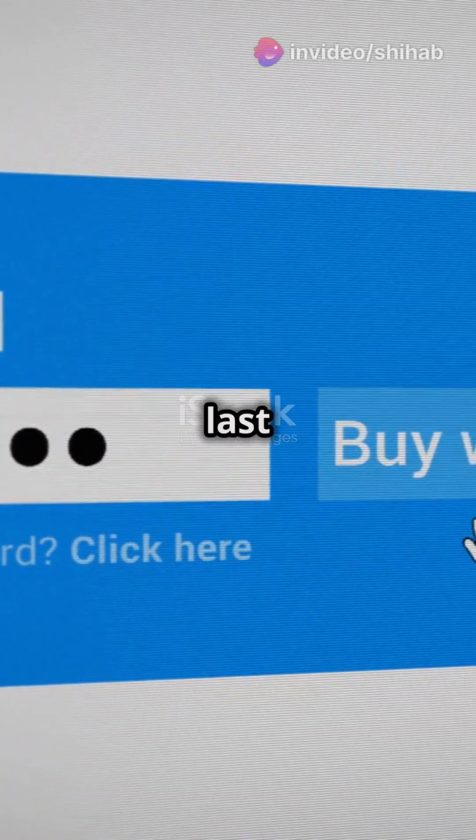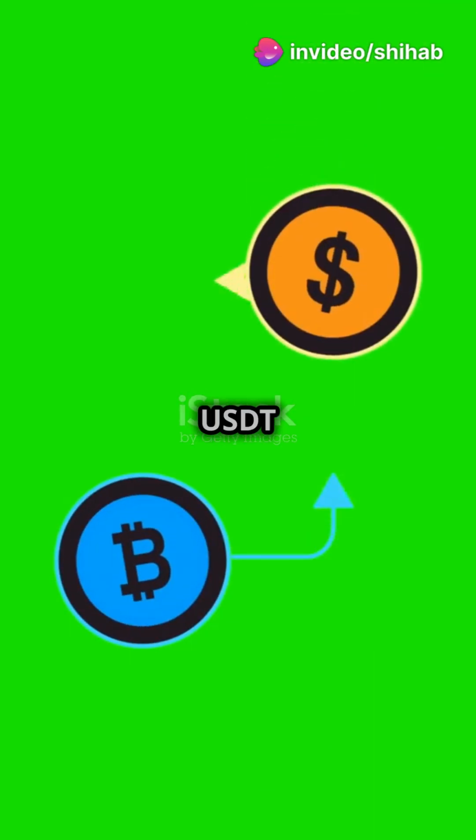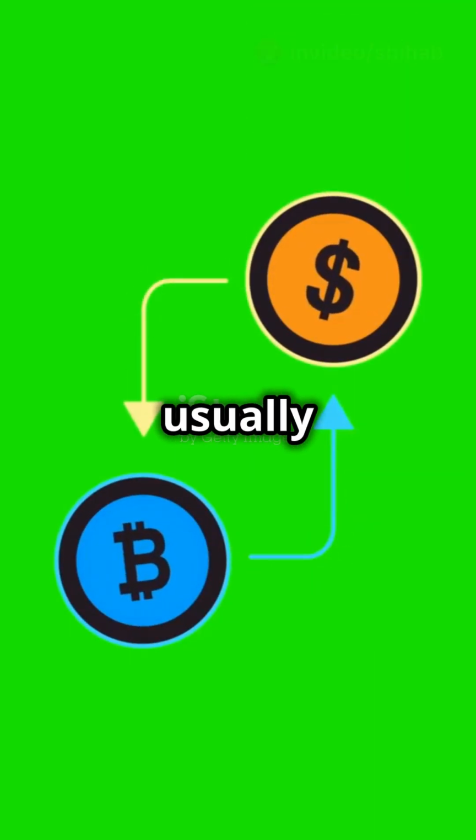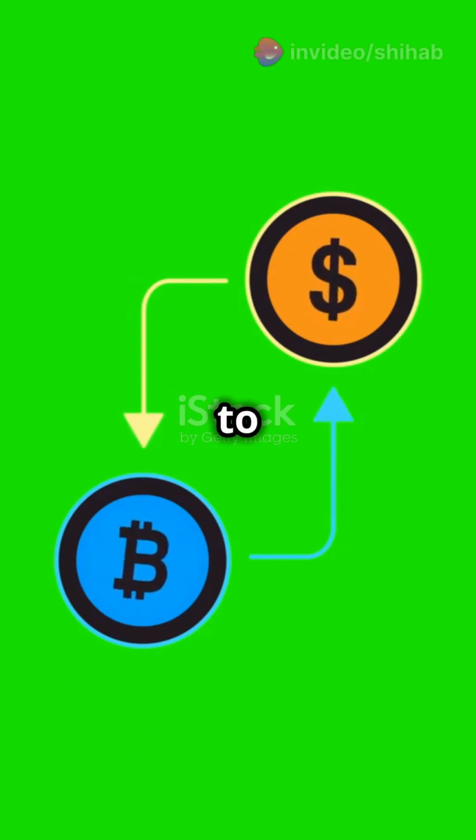Double-check everything one last time: the recipient's address, the network, and the amount. Once you're sure everything is correct, go ahead and confirm the transaction. Your wallet might ask for a confirmation code or password, so have that ready. Boom! Your USDT is on its way. You'll usually get a transaction ID or hash that you can use to track the status of your transfer. Keep this handy in case you need to follow up with the recipient or your wallet's support team.